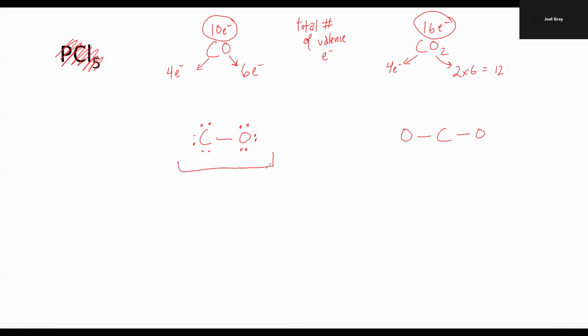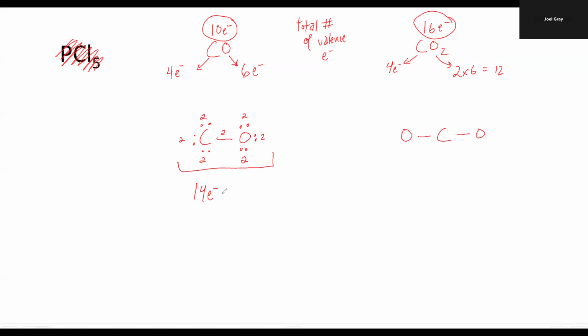In this structure, how many electrons in total have I drawn? You're absolutely right, Kevin. 14 electrons, because here's 2, 2, 2, 2, 2, 2, 2. Okay, so this is 14 electrons.